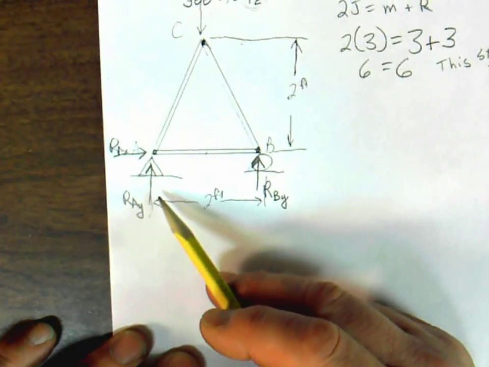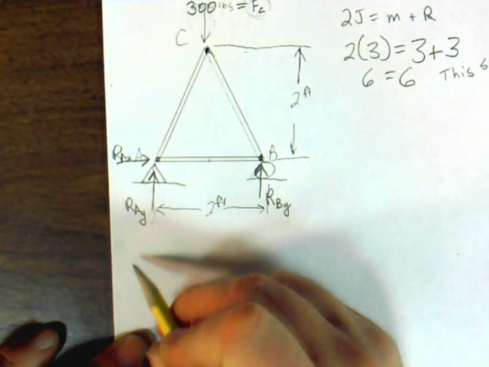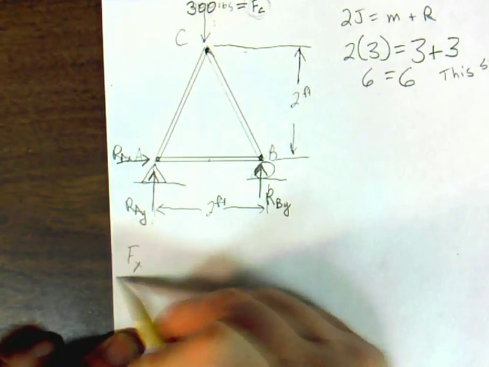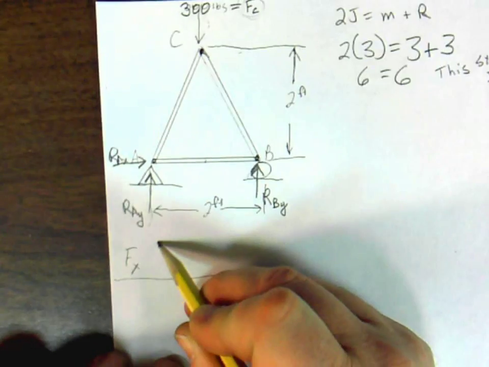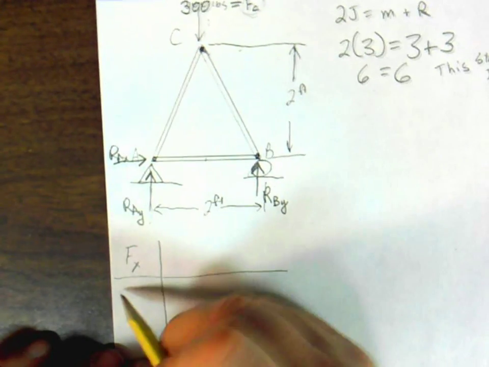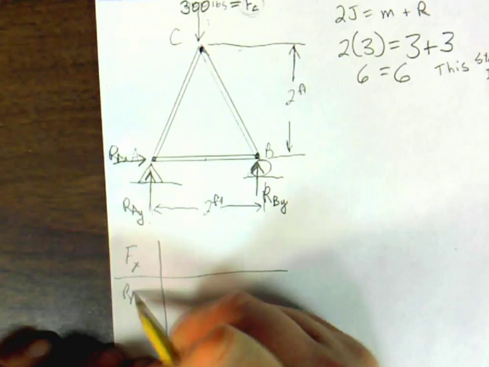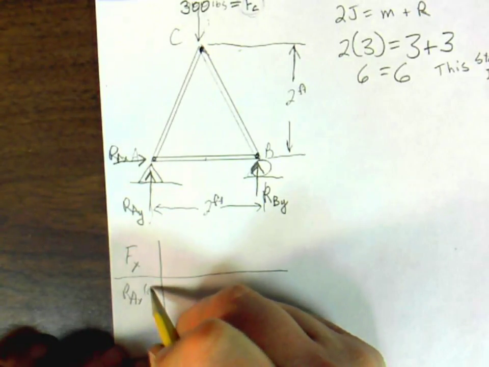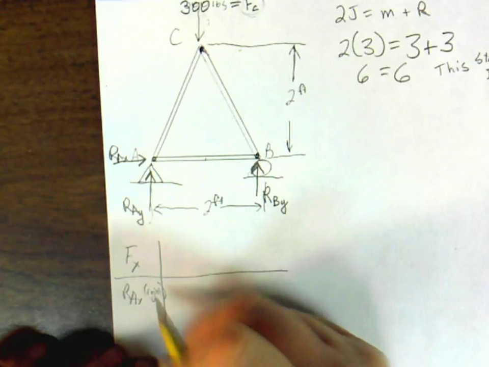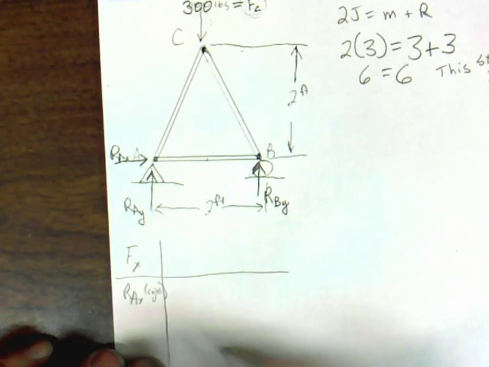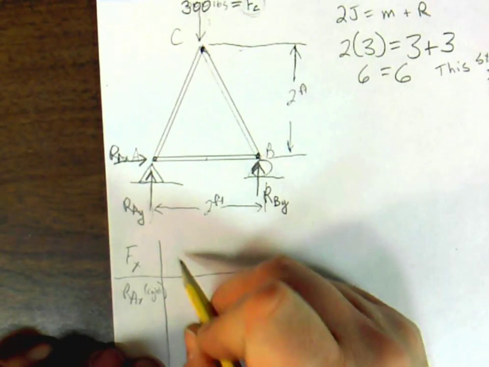So I'm going to make up a chart. So my forces in the X, we'll start with those. What are my forces in the X? Well, I've got RA of X, and of course that's going to the right, which means it's going to be positive to the right. Any other forces in the X? No, so that's it.